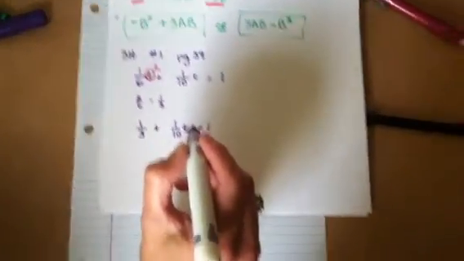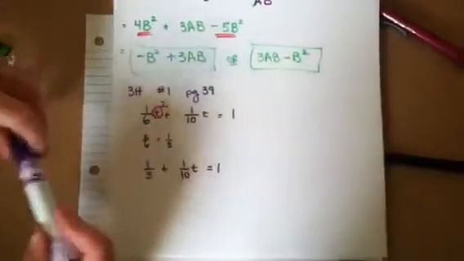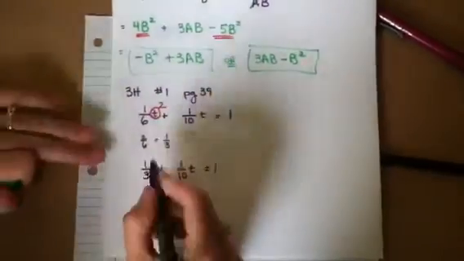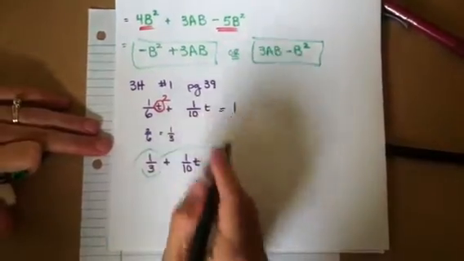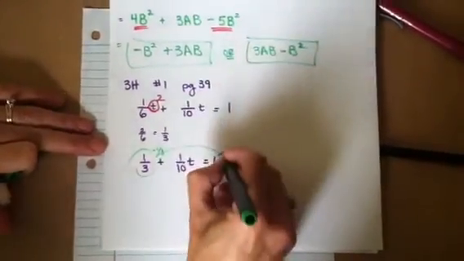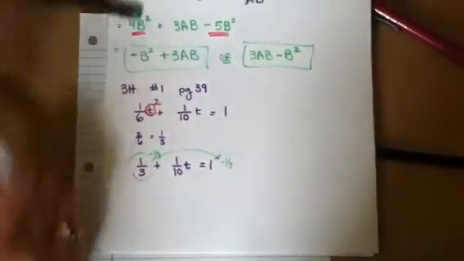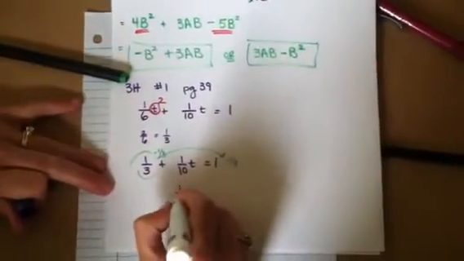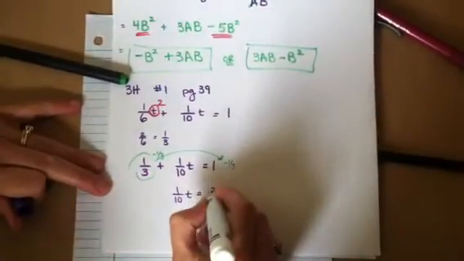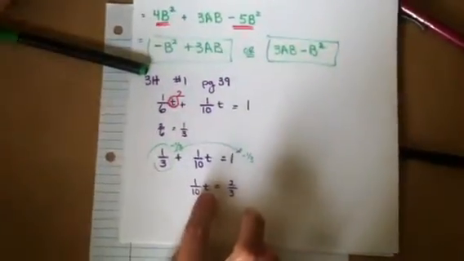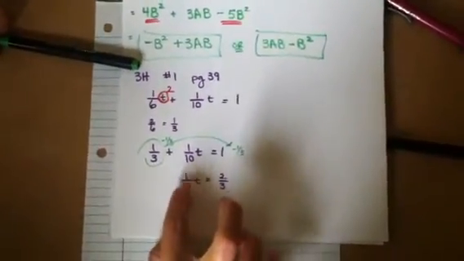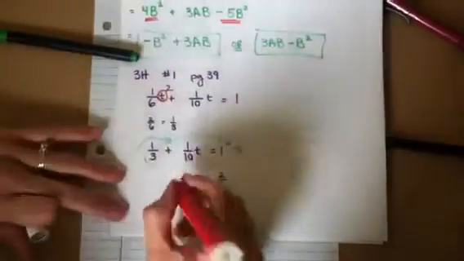Now there's several ways you can do this. You guys have calculators, so why not use them? I would probably move this over here. Here you're adding 1/3, so to get it to the other side, you're going to have to subtract 1/3 from both sides. So what you're left with is 1/10 t equals 2/3. 1 minus 1/3 is 2/3. How do you get the t by itself? Well, how do you get rid of that fraction? You're going to multiply both sides by the reciprocal.